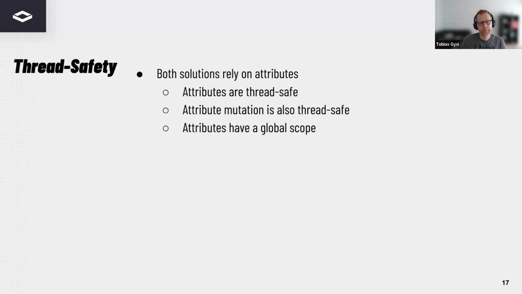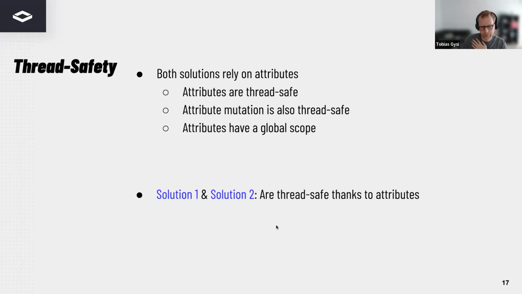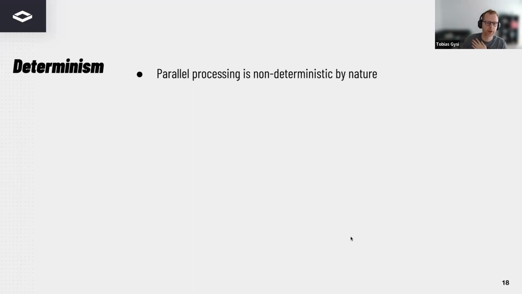So basically, I said at the beginning, we need thread safety. So I think both solutions fully rely on attributes. That means attributes per se are thread safe, mutation is thread safe, and attributes also have a global scope, which matches quite well how LLVM metadata is modeled. So both solutions are thread safe thanks to attributes.